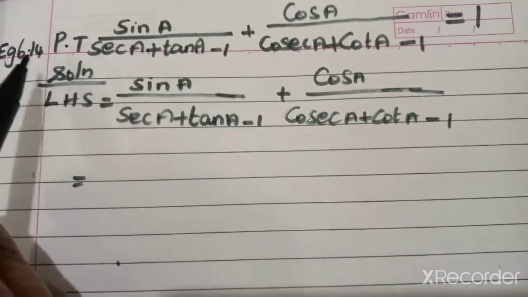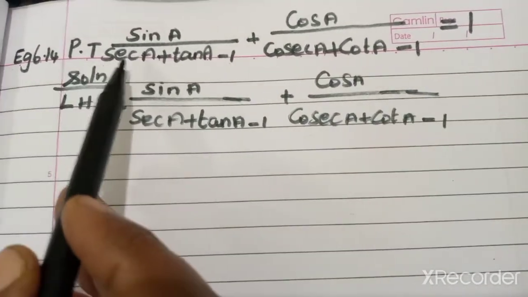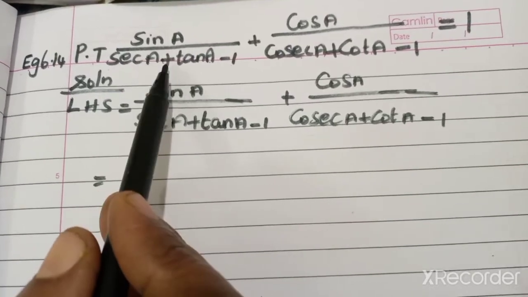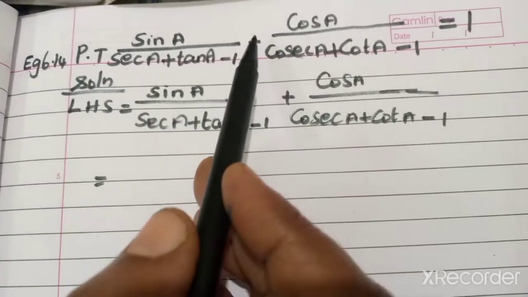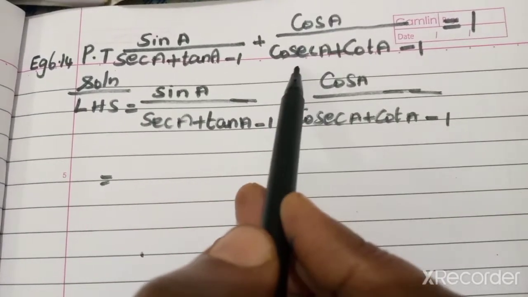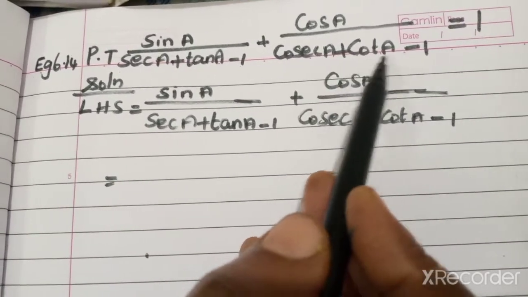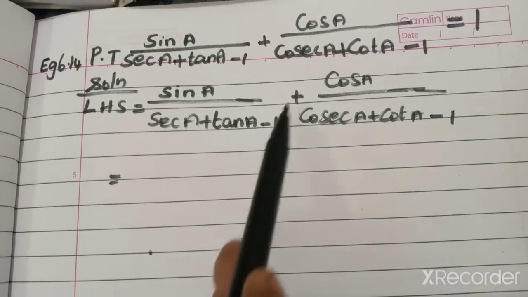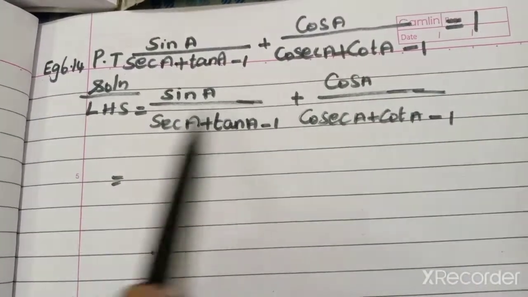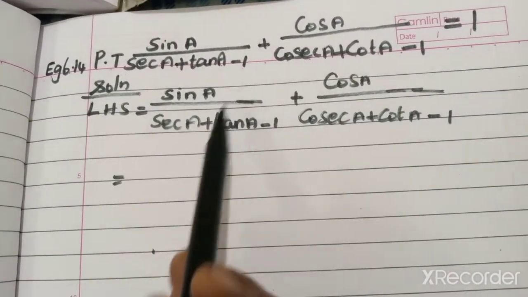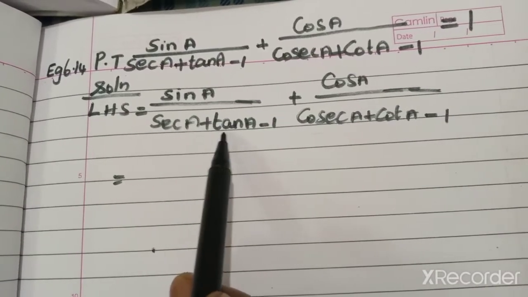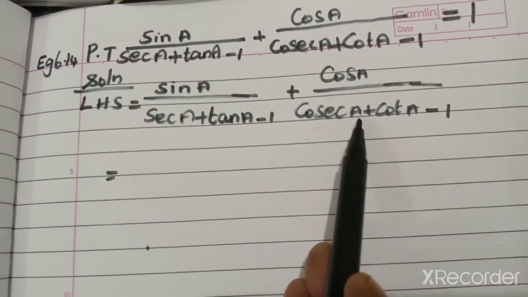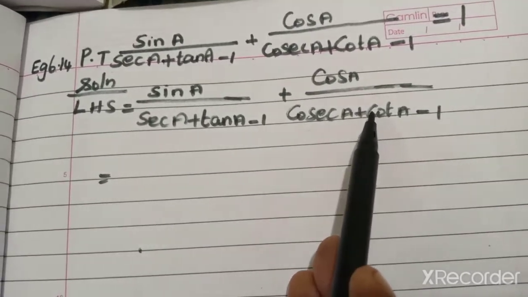Next, let us do the example 6.14. Okay, what is the 6.14 now? Prove that sin A by secant A plus tan A minus 1 plus cos A by cosecant A plus cot A minus 1 is equal to 1. Let us take the LHS side and we have to bring the answer 1. Okay, what is the LHS? Sin A by secant A plus tan A minus 1 plus cos A by cosecant A plus cot A minus 1.